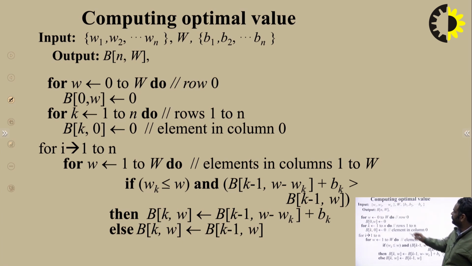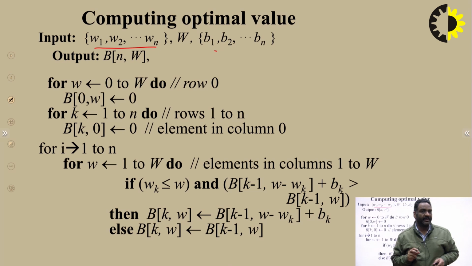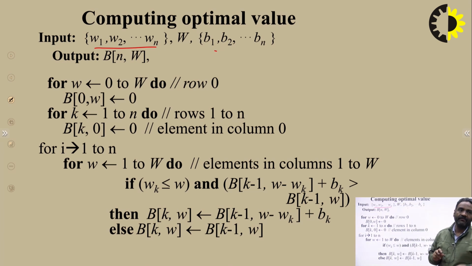So as an input, we have n items having weights W1, W2, Wn as the respective weights of these items, and B1, B2, Bn are the profit of each item. That is, B1 is the profit of the first item, B2 is the profit of the second item. In the same manner, Bn is the profit of the nth item, and W will be the capacity of the knapsack.